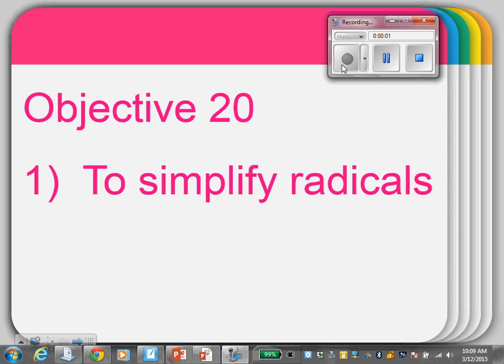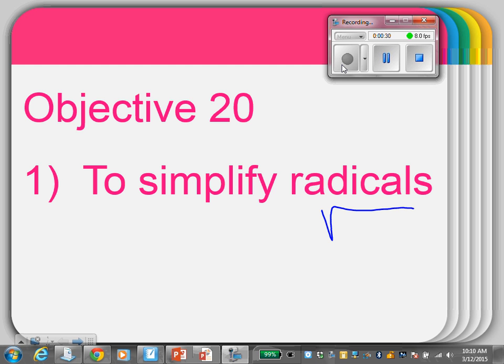So this is going to be objective 20. We are going to simplify radicals, and when I'm talking about a radical, what's a radical? I'm talking about a square root. Okay, I'm talking about a square root.